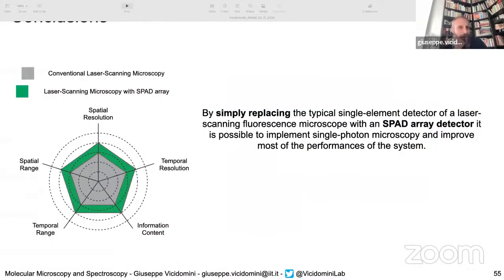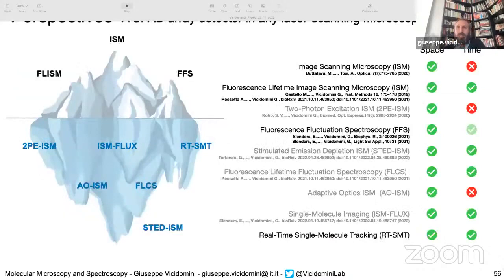I think that I was a little bit long, so I will go really fast. I hope that I was able to convince you that if you add a SPAD array detector to your laser scanning microscope, you can improve almost any performance of the technique that you combine with laser scanning microscopy. That's the tip of the iceberg.